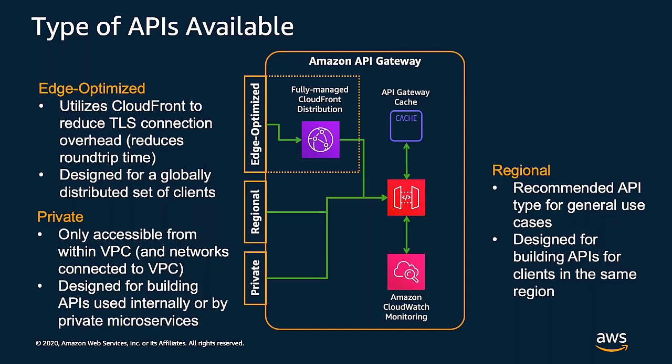There are also private APIs, which are only accessible from within your VPC and networks that are connected to your VPC. These are designed for building APIs that are used internally or by private microservices. Finally, there are regional APIs. This is the recommended API type for general use cases. If you're building your web application and you don't have the constraints of the other two, you should generally be building with regional APIs. These are designed for building APIs for clients that are in the same AWS geographical region.